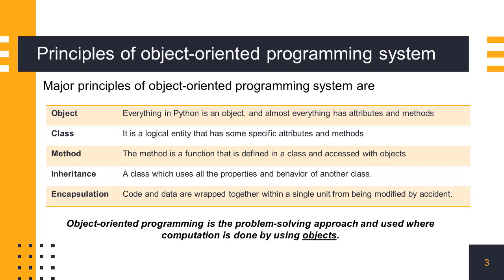Object-oriented programming is not a programming language. It is a programming model on which programming languages are built. Programming languages follow the principles of object-oriented programming. Classes and objects are part of this model.